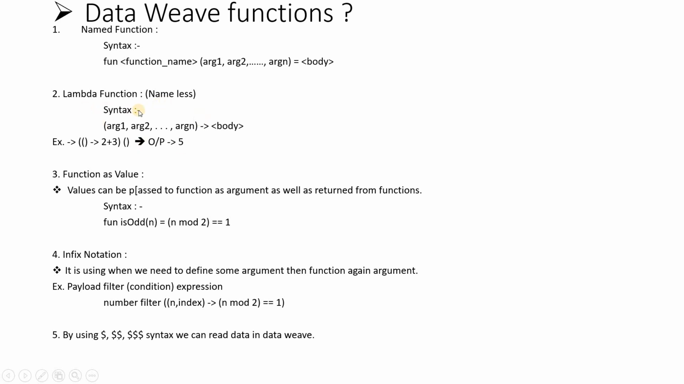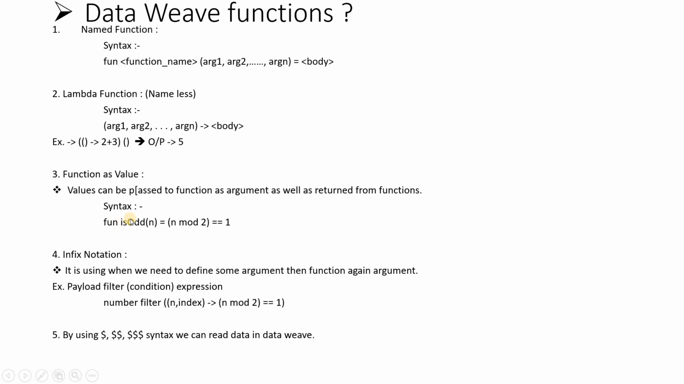Okay, so this is the second function, and the third function is function as value. Basically values can be passed to a function as arguments as well as returned from the function. So see, whenever we define a particular function, we call it by passing that argument to the particular function.